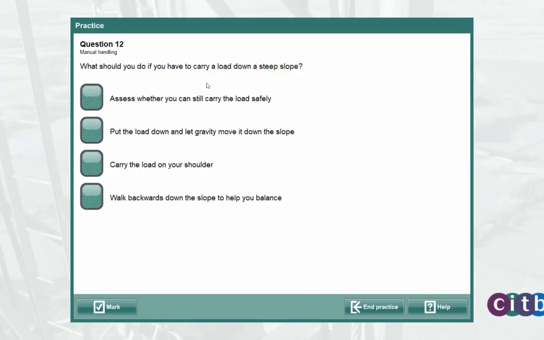What should you do if you have to carry a load down a steep slope? Assess whether you can still carry the load safely. Put the load down and let gravity move it down the slope. Carry the load on your shoulder. Walk backwards down the slope to help you balance.